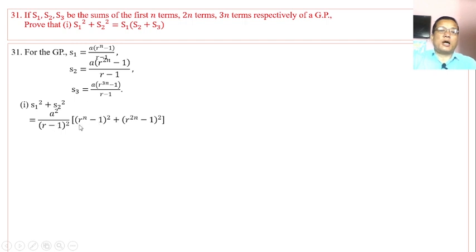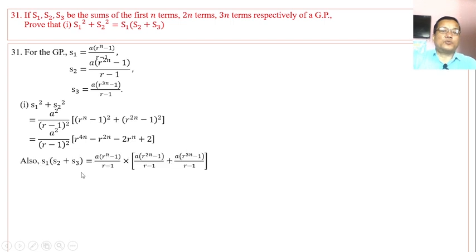Taking the common denominator, the denominator is r minus 1 square. In the numerator, we expand the squares and sum them. From the right side, we put the values of S1, S2, S3, and the denominator is r minus 1, sum up to the common denominator, so it becomes r minus 1 square. Then in the numerator we expand.